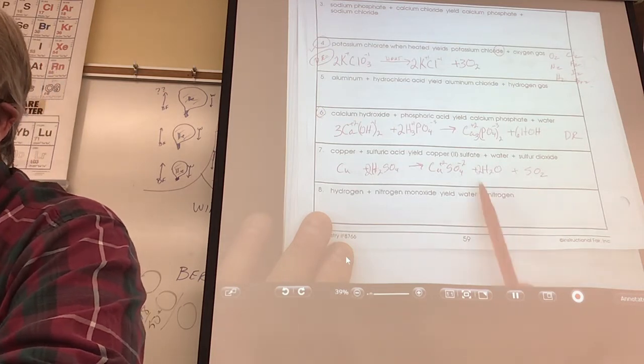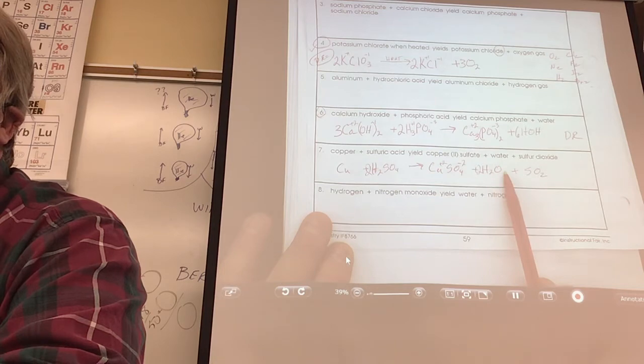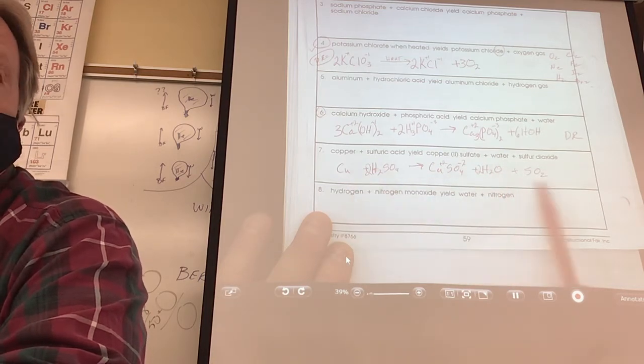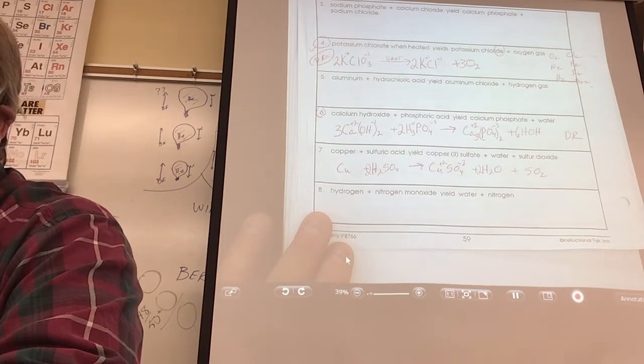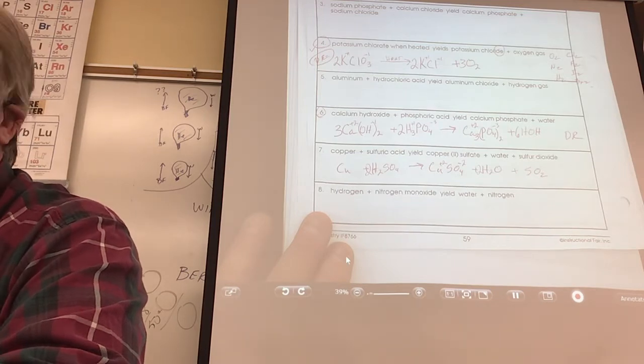Sometimes I put a 2 in front of water because I just don't like an odd number of oxygens anyway. And can I reduce this? All right, what do you think about that? That was probably the hardest one so far to balance.